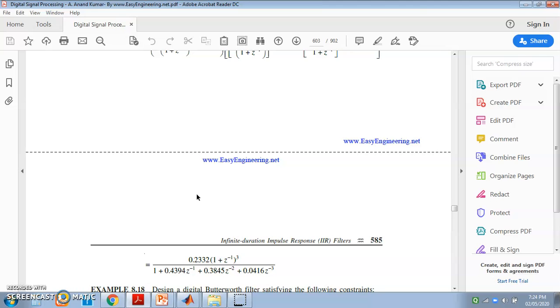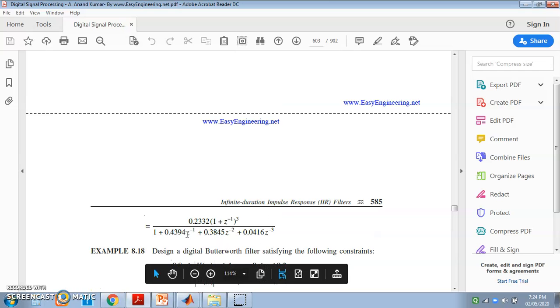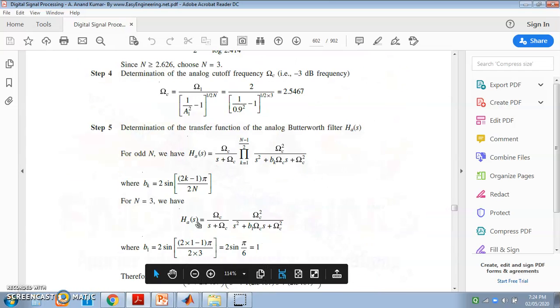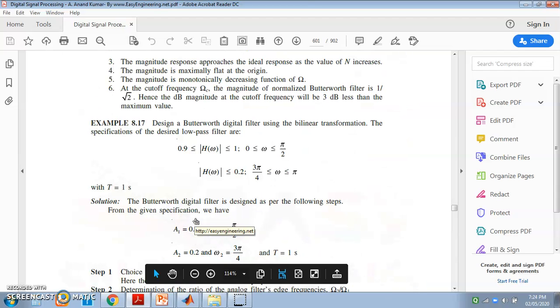So by solving this mathematics we have H(z) equal to 0.2332 into (1 plus z inverse) cube, divided by 1 plus 0.4394 z inverse plus 0.3845 z raised to minus 2 plus 0.0416 z raised to minus 3. One can write this transfer function in positive powers of z also. So this solution can be verified by using MATLAB, and for that purpose we have to go with the MATLAB code.